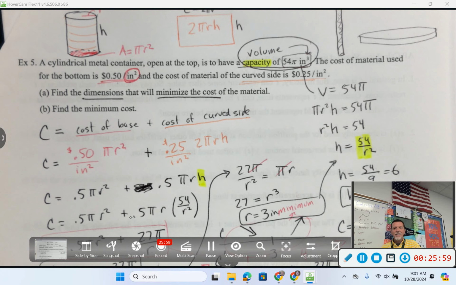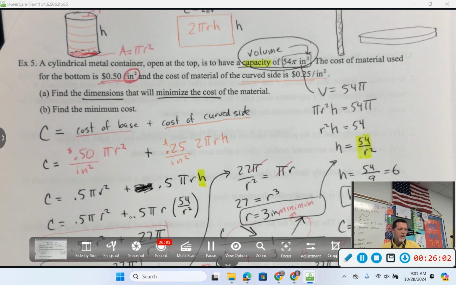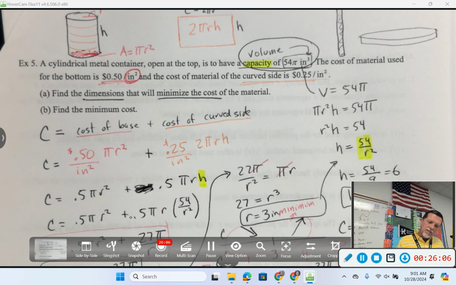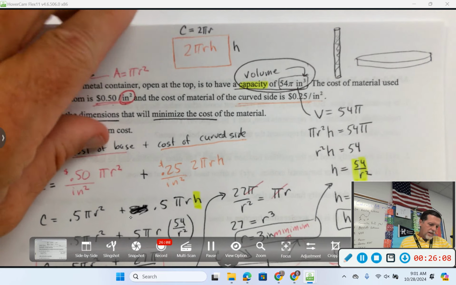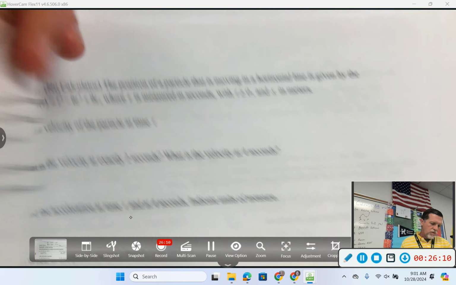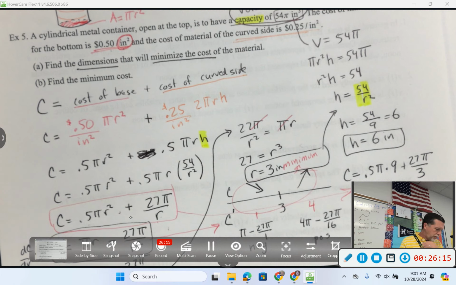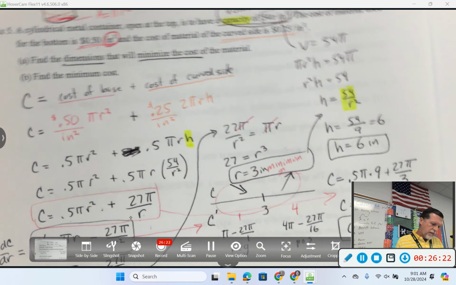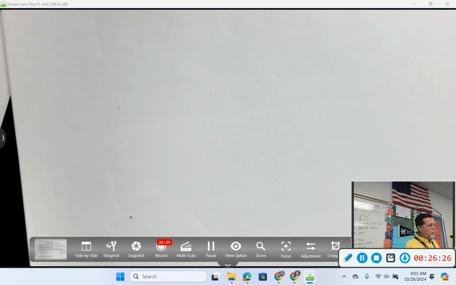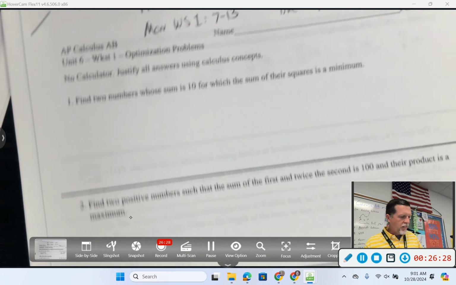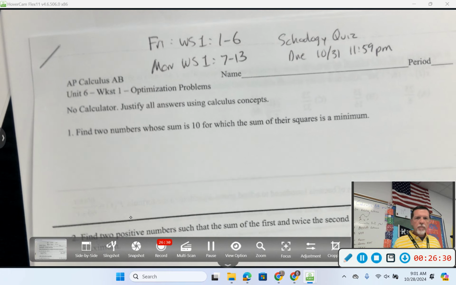That is a heck of a problem. Which means we'll do number 6. I don't think we'll have time to do number 6 right now. Let's turn to the homework and we'll do number 6 probably tomorrow.